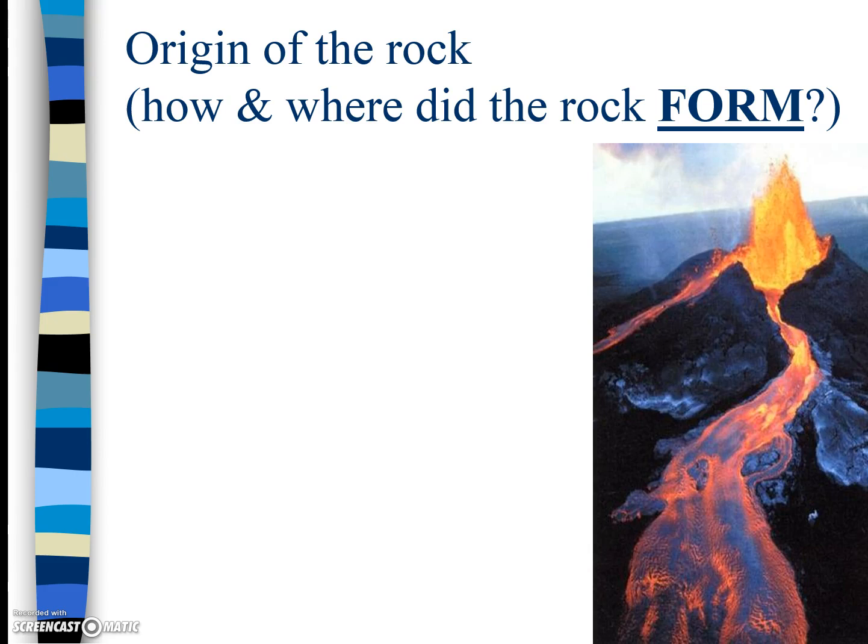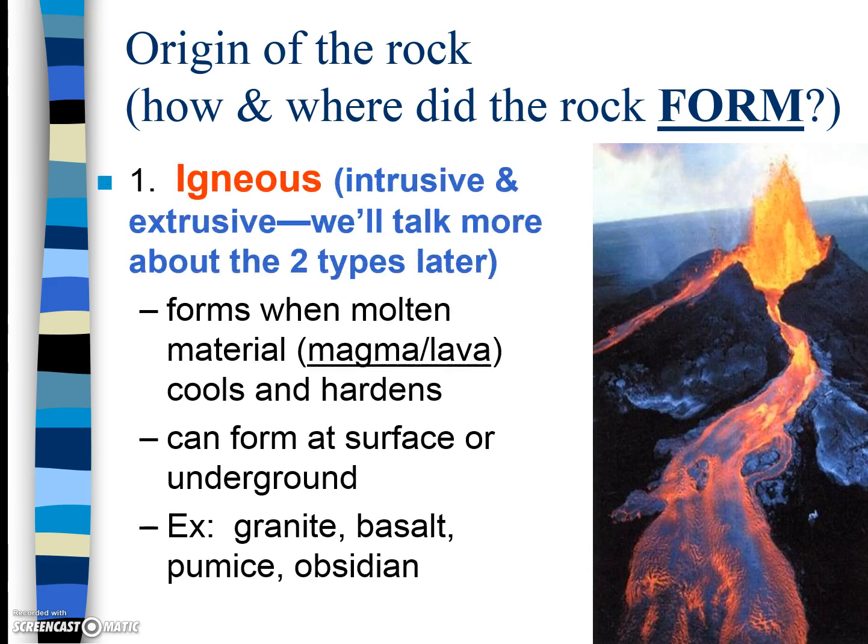The third thing is the origin of the rock, or how and where the rock formed. So this is actually very important, because it's going to give us these three main groups of rocks that we're going to talk about. Igneous is the first type, and we'll go into this in a little bit more detail in a couple more days.